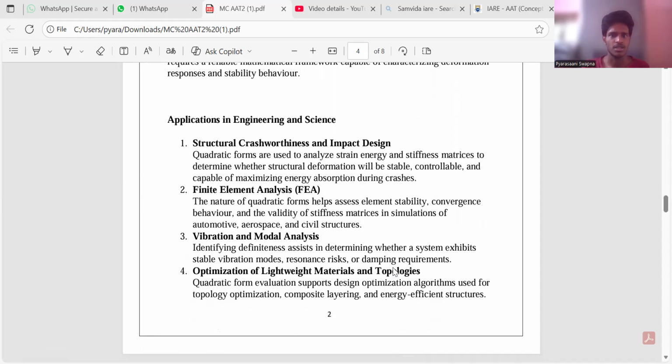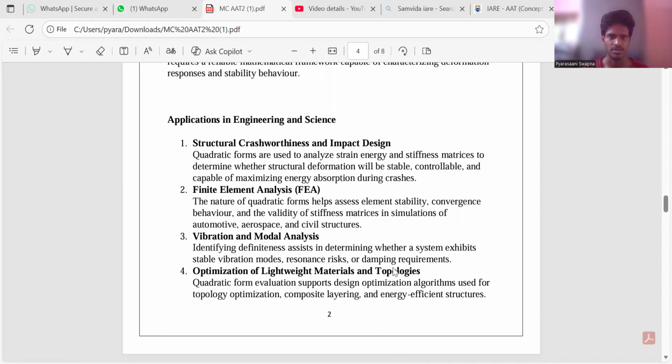Applications: structural crashworthiness and impact design. Quadratic forms are used to analyze strain energy and stiffness matrices to determine whether structural deformation will be stable, controllable, and capable of maximizing energy absorption during crashes.